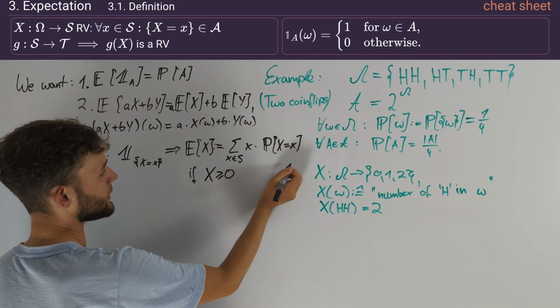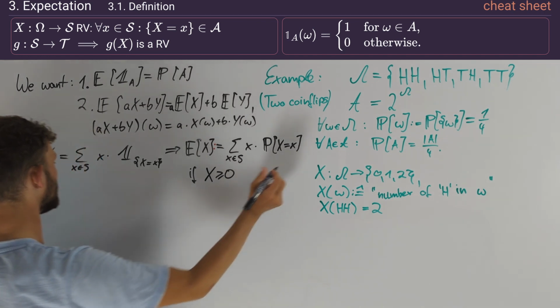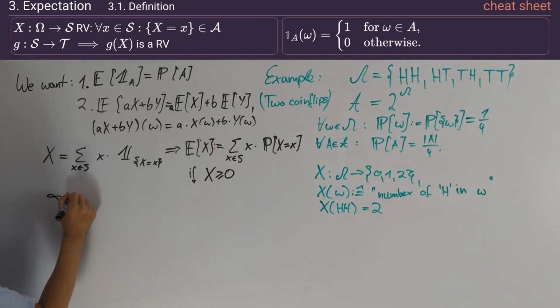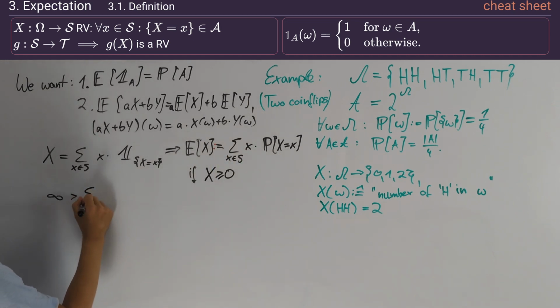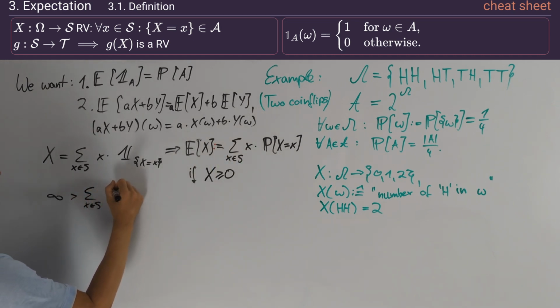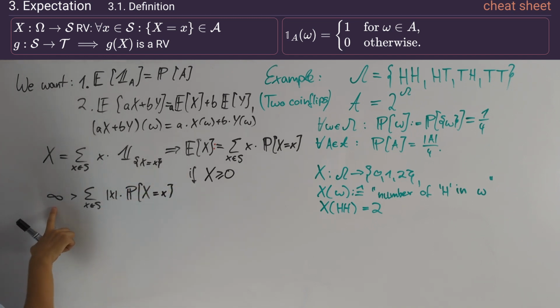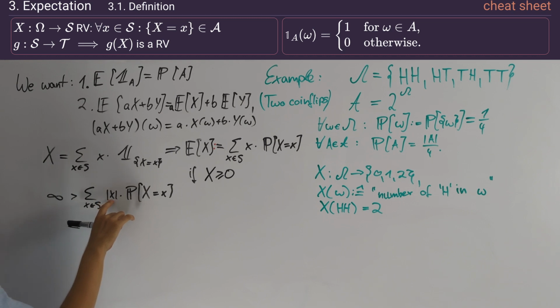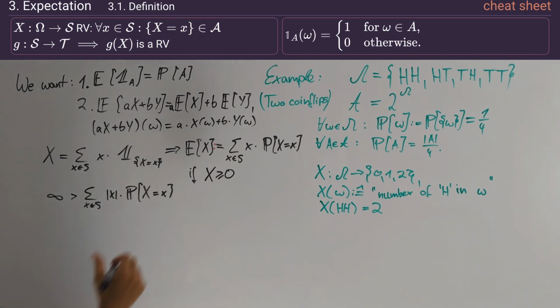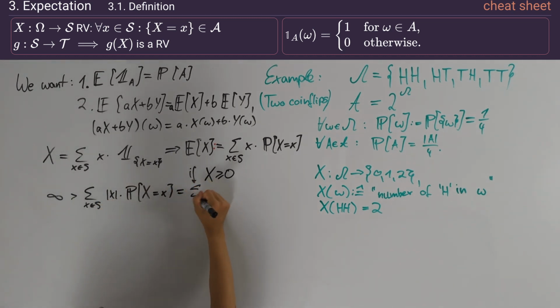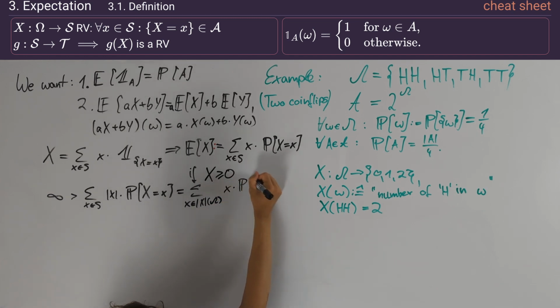This sum is also well defined if it absolutely converges. This means that the sum of absolute values of the summands, namely the sum over x in S of absolute value x times P of X equals x, is less than infinity. Here we can group terms corresponding to plus x and minus x together to obtain that this is equal to the sum over x in the image of the function absolute value X of x times the probability that the absolute value of X is equal to x.